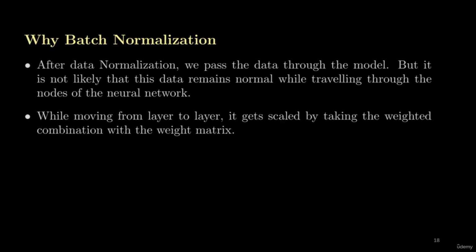We know that when we have to pass the data through the model, we normalize the data, but that normalization is for the input layer of the model. But when data travels from the input layer to the first hidden layer, then from the first hidden layer to the second hidden layer, it gets scaled due to the matrix multiplication. During every step of the data traveling from one layer to another, there is a matrix multiplication between the weights of the layers and the features of the data. Due to that matrix multiplication, the data gets scaled.